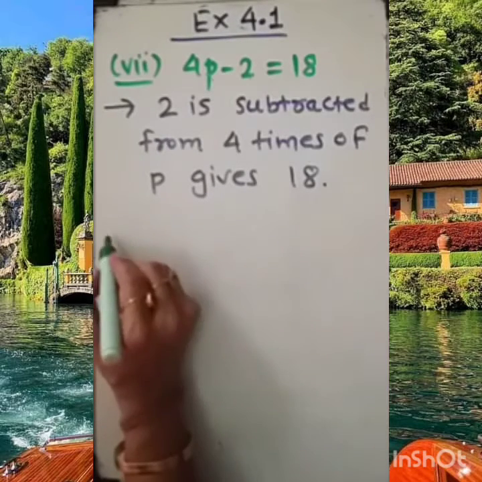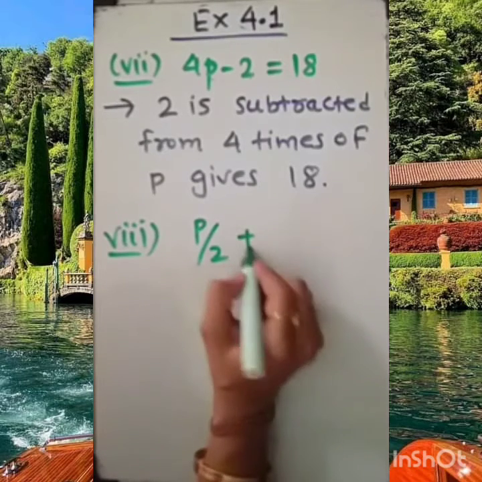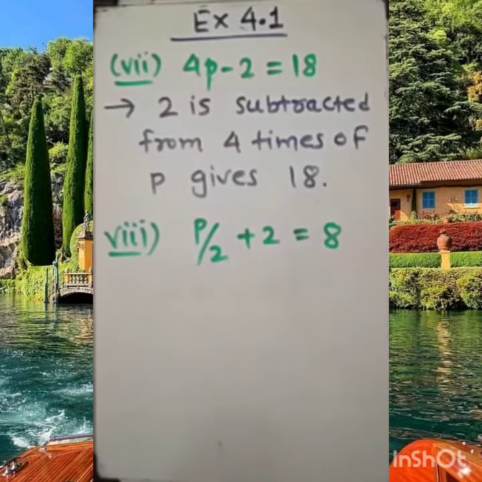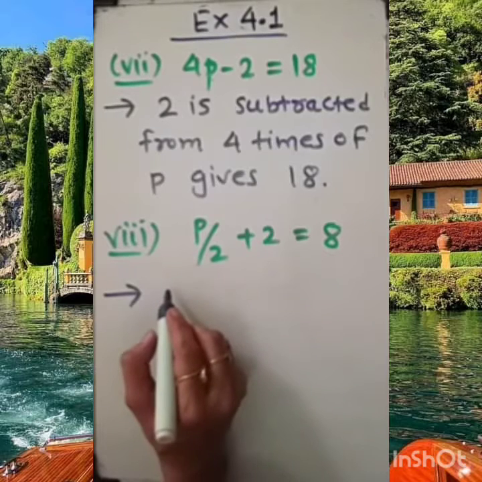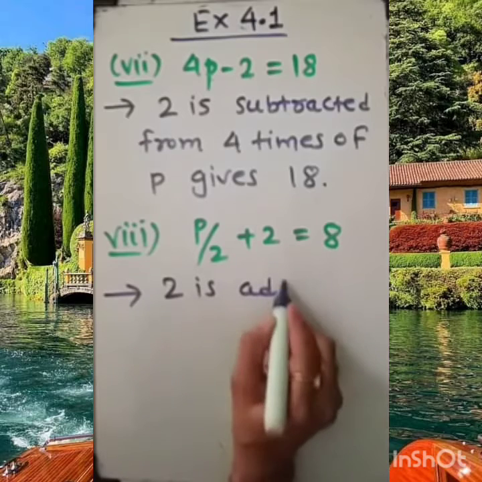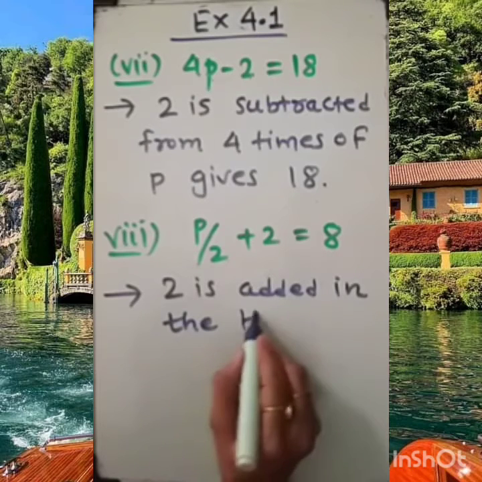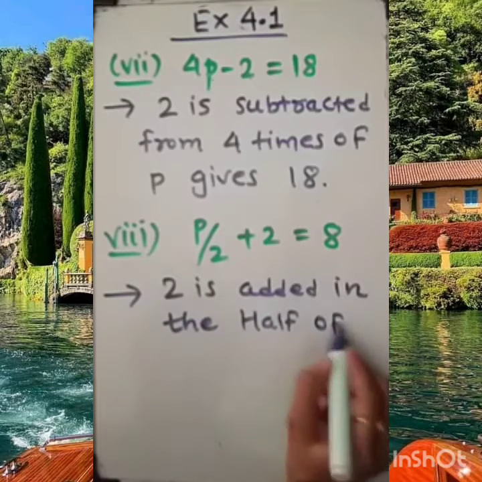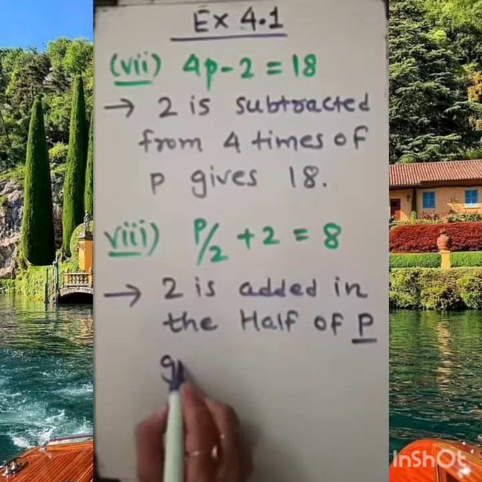One more is there. Let's try to understand. p divided by 2 plus 2 equal to 8. The next equation we are given is p divided by 2 plus 2 equal to 8. So p by 2 plus 2 equal to 8 can be written as, you can mention here, 2 is added in the half of p. Here half of p is there, p is the variable, gives 8.